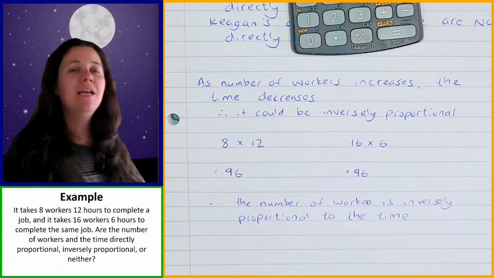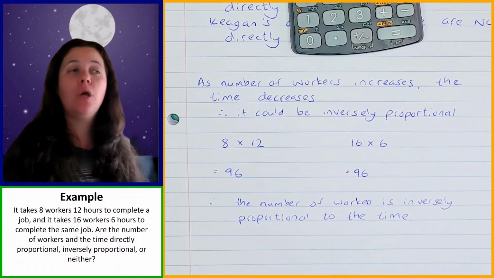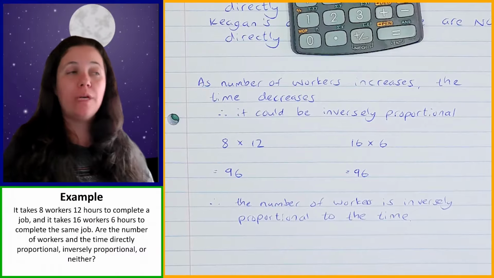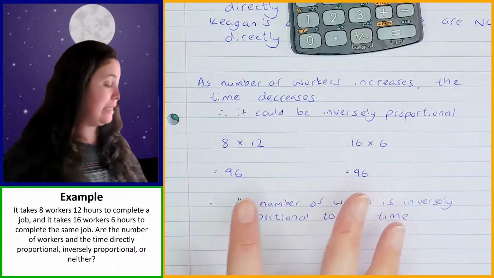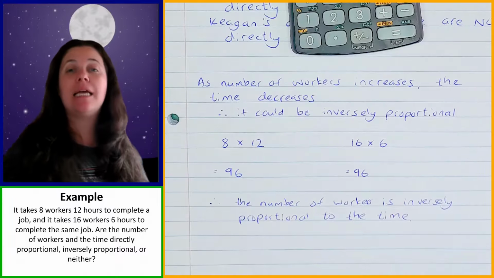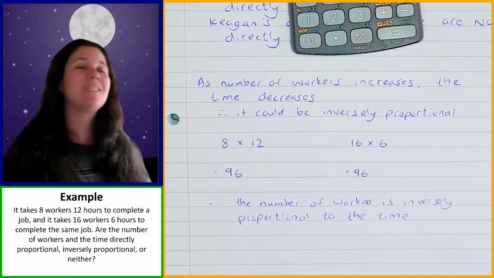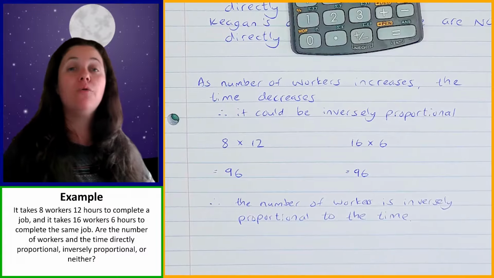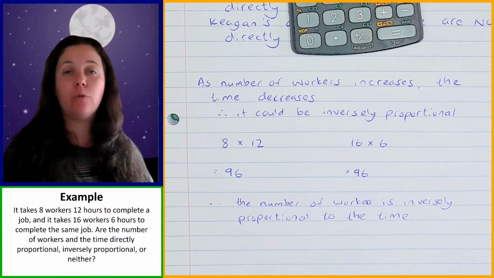Okay, so that's how you can take a question and determine whether a set of variables is inversely proportional, directly proportional, or neither. If this had come out as different values and these were not the same, then I would say that it is neither. It's not directly proportional, and it's also not inversely proportional. I knew already that it wasn't directly proportional because they weren't doing the same thing. The one was going up and the other one was going down, so it can't be directly proportional.